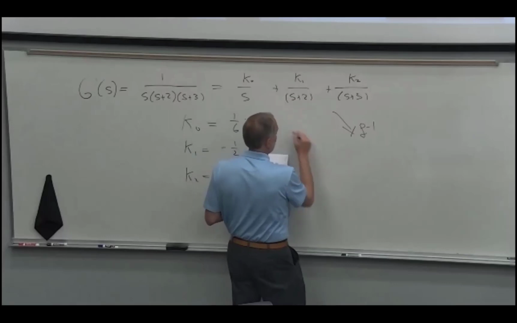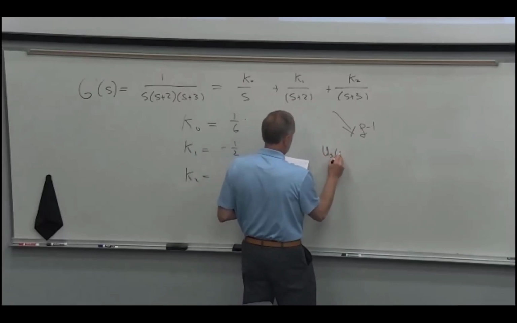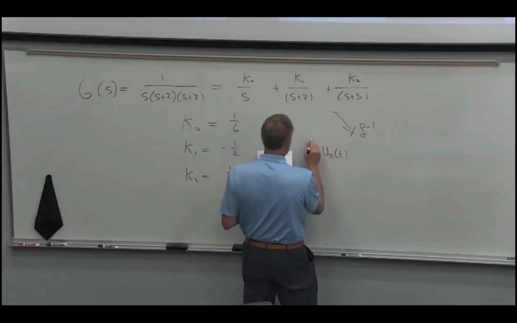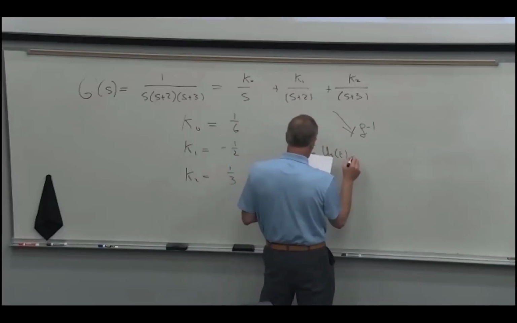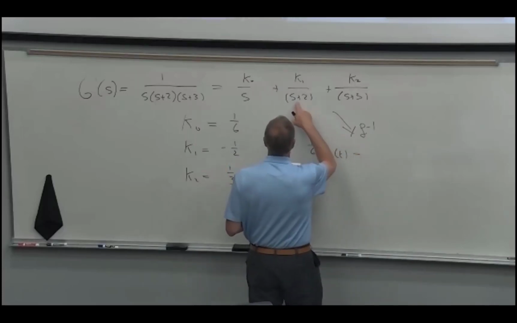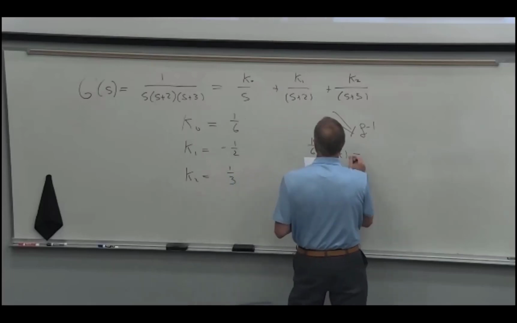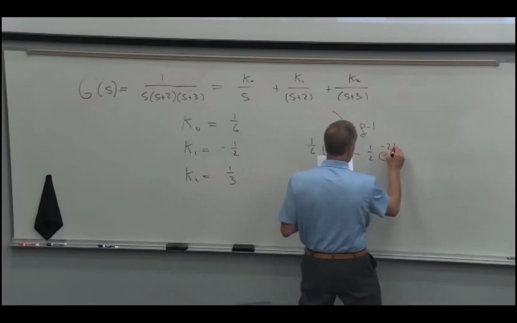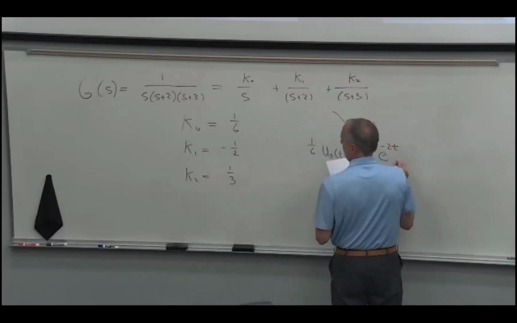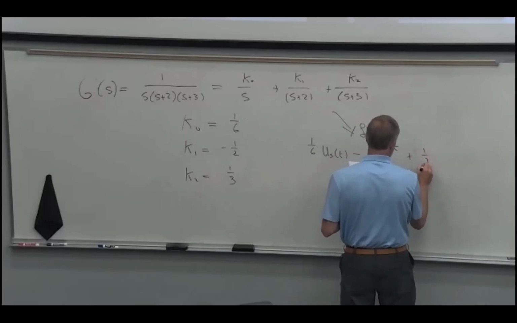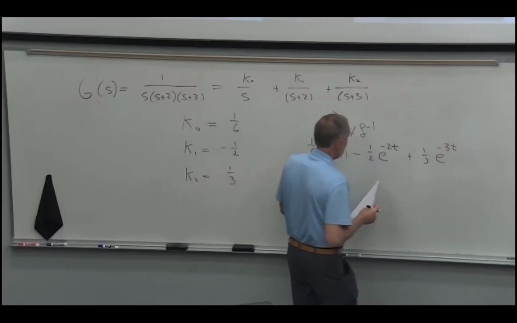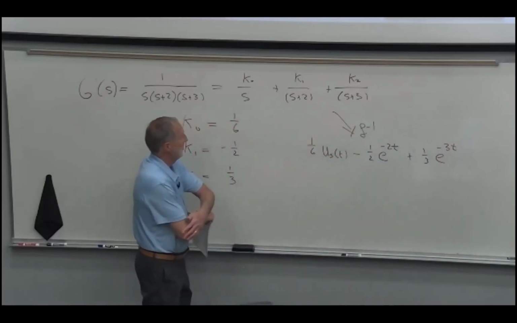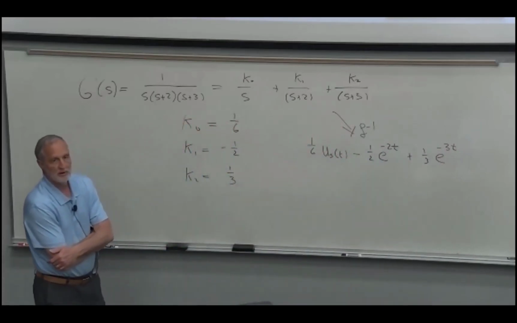So then you stick those numbers up there, and then you do the inverse Laplace. So this one turns into the unit step. See, K0 is 1/6, you've got to multiply that. And then this becomes e to the minus 2t times K1, because the 2 goes in there. And then you get K2 is 1/3, e to the minus 3t.